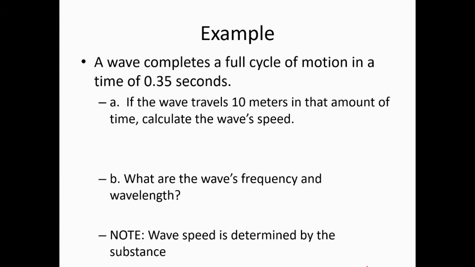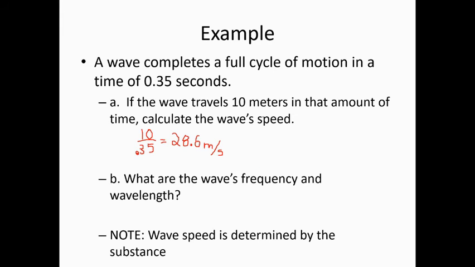We have a wave that completes a full cycle of motion in 0.35 seconds. If the wave travels 10 meters in that amount of time, calculate the wave's speed. So our distance, our x, divided by our time. Our x is going to be equal to our 10 meters, and our time is going to be equal to our 0.35 seconds. That's going to end up giving us a value of 28.6 meters per second. So what are the wave's frequency and wavelength?